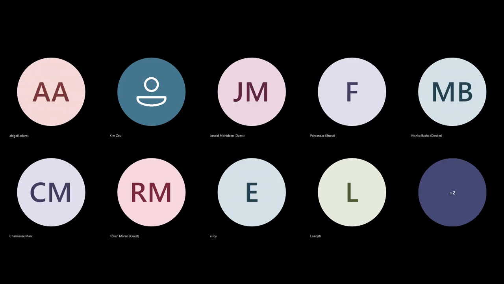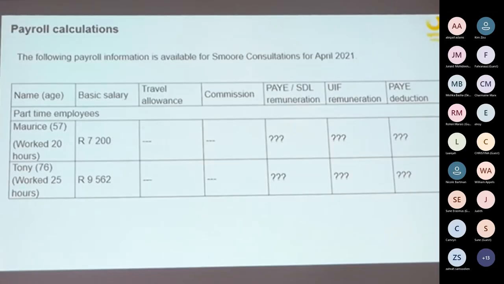If you're studying ICB, this is the typical format in which you are going to get ICB questions. The table, and basically, you don't have to have a master's degree to know that they want you to work out the PAYE, SDL remuneration, the UIF remuneration, and the PAYE deduction. They say that the first employee is Maurice.